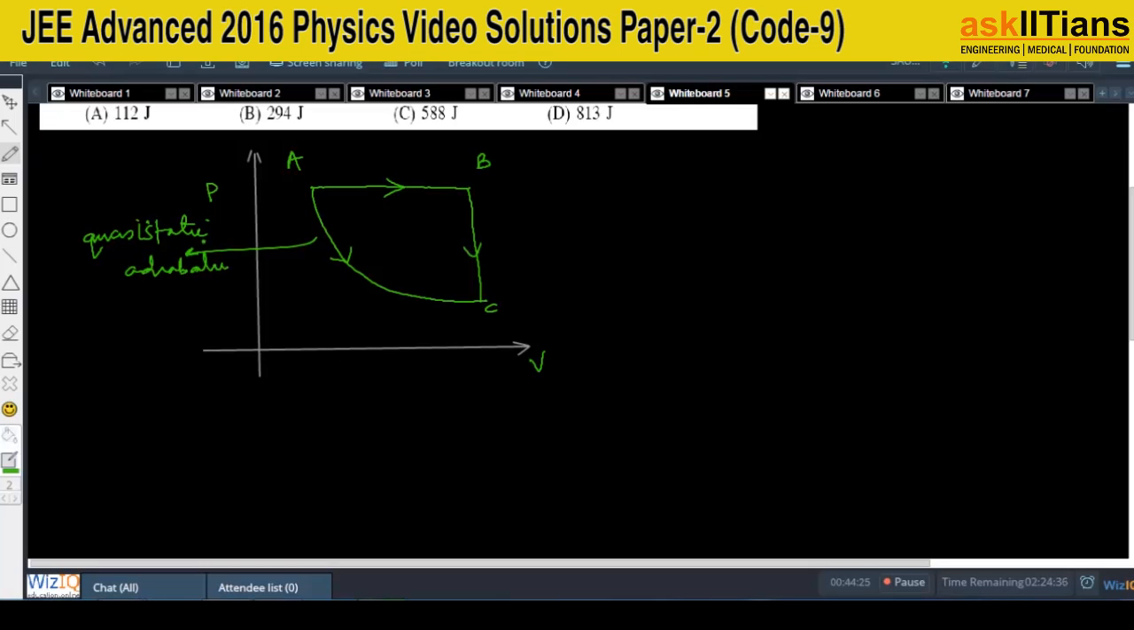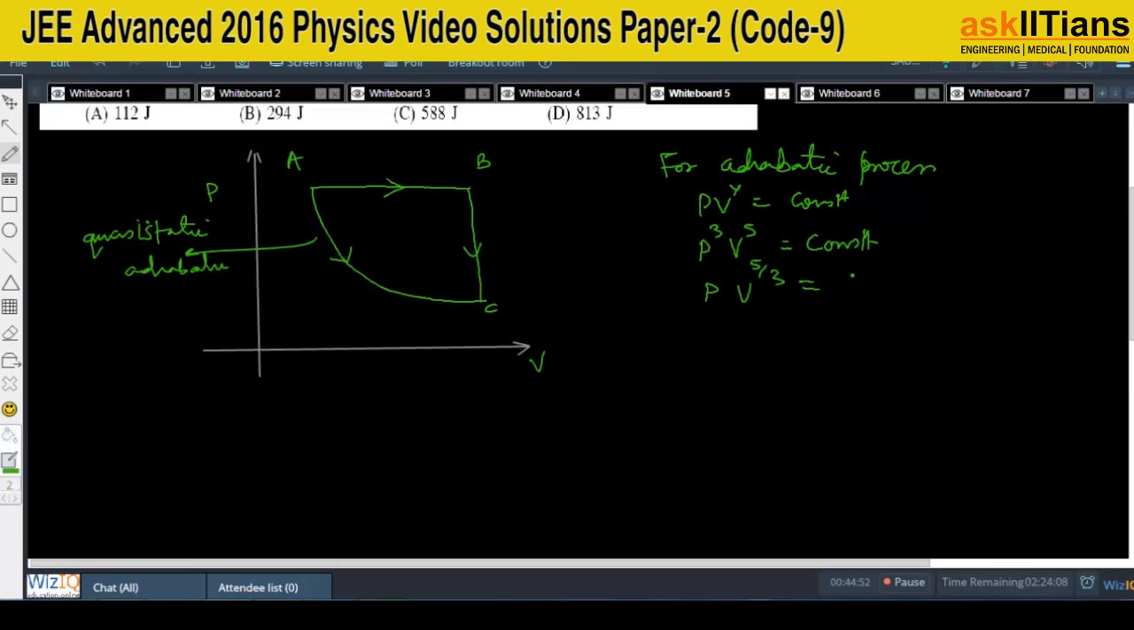Adiabatic. So we are going to calculate the heat supplied to the system. We know that for an adiabatic process, PV to the power gamma is equal to constant. Similarly, we are given P to the power 3, V to the power 5 is equal to constant. We can write this relation as PV to the power 5 by 3 equal to constant. So we got the value of gamma is equal to 5 by 3, which is equivalent to 1.67 or 1.66. This is for monoatomic.